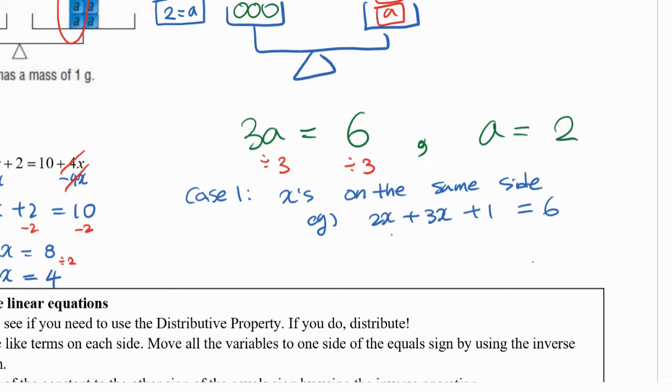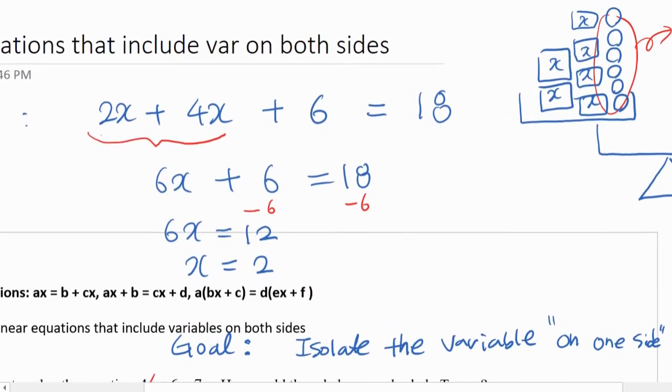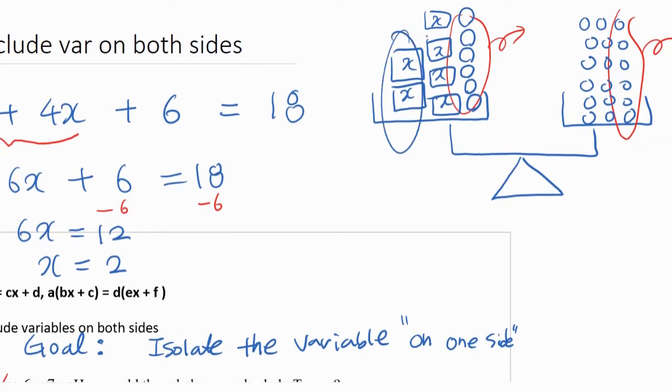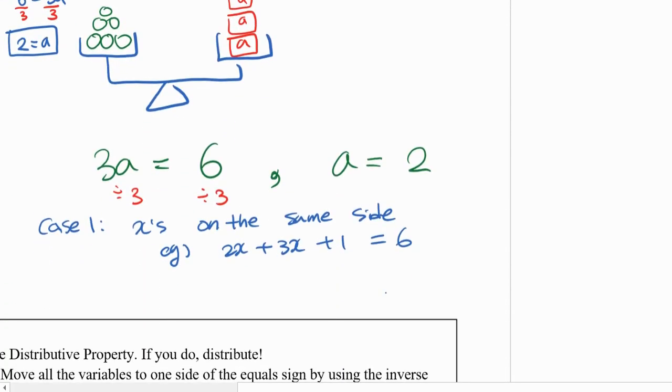It becomes, because it's on the same balance scale, like this, 2x and 3x, they are on the same side of the balance scale. You're adding them up. It becomes 5x plus 1 equals 6. You're adding those two up.